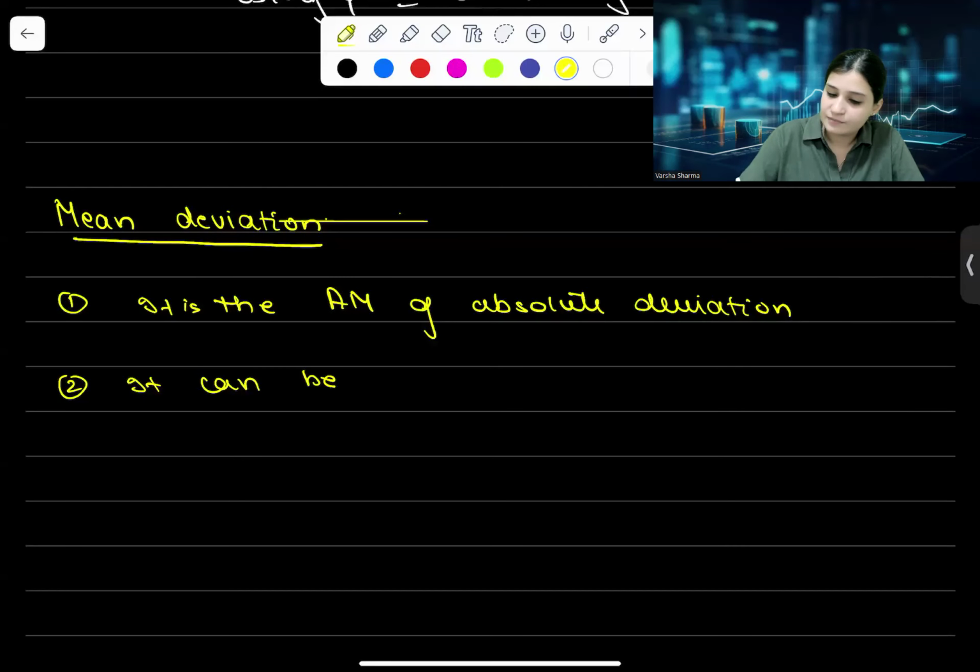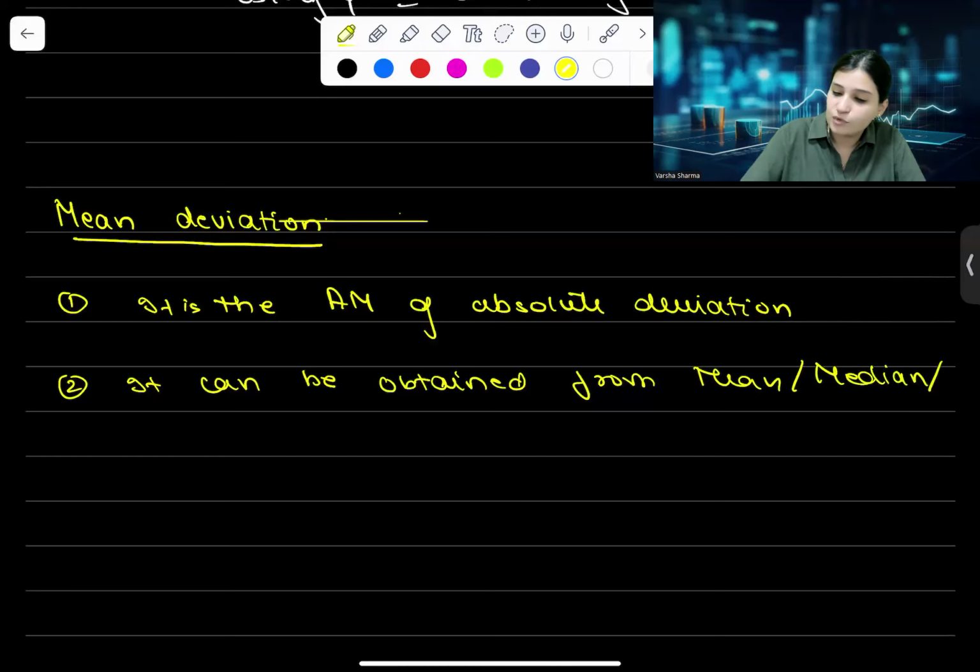It can be obtained from mean, median, or mode. So let us first talk about this definition, deviation.